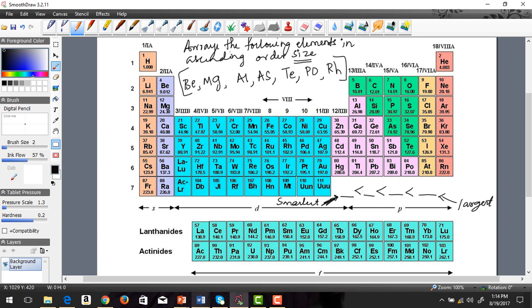You can go ahead and pause and start working on it. Use the same rule, which is that atomic radius decreases as you go from left to right, and it increases as you go from top to bottom. The rule still stays the same, but you have to place these things in a more unique way. All right, I'll see you back with the solutions.